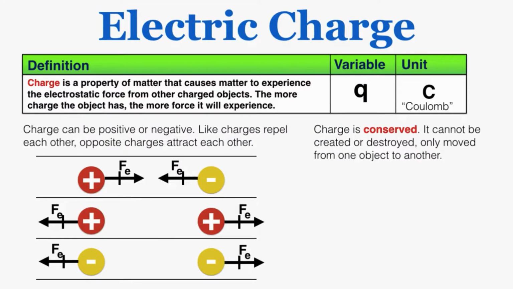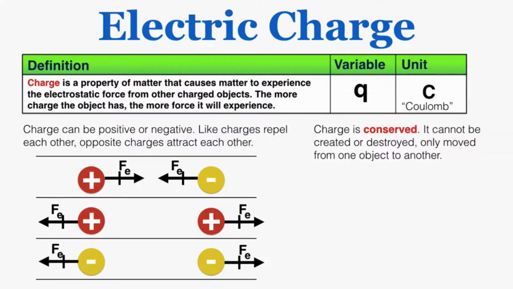This video is about the idea of electric charge. Charge is a property of matter that causes matter to experience the electrostatic force from other charged objects. The more charge the object has, the more force it will experience as a result of another charge. The variable we use for charge is Q, and the unit is C, which stands for Coulomb, a scientist associated with electricity.